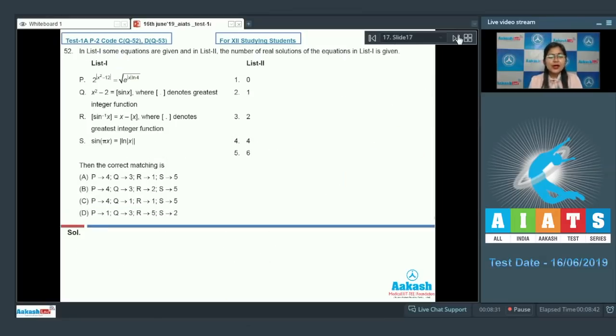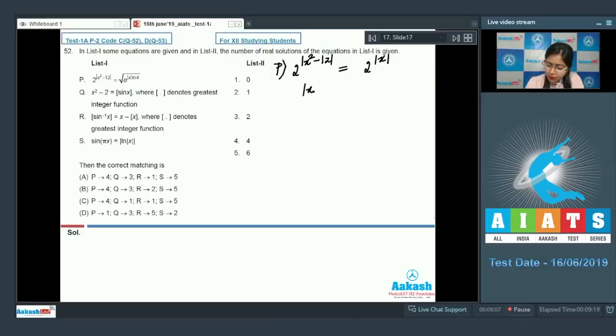Question number 52 says that in list 1 some functions are given and in list 2 the number of real solutions of the equations in list 1 are given, right? So let's firstly solve option number E, which says that 2 raised to the power mod of x square minus 12 is given to be equal to, see here we can write mod x ln 4. It can be written as ln of 4 raised to the power mod x. So it can directly be written as 2 raised to the power mod x, because e raised to the power ln will get cancelled, right?